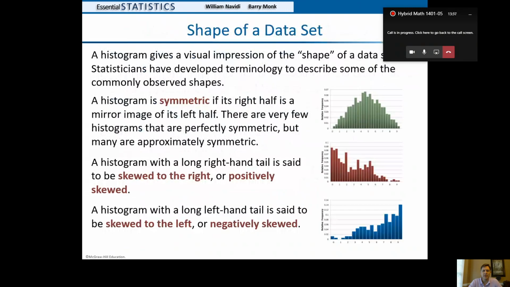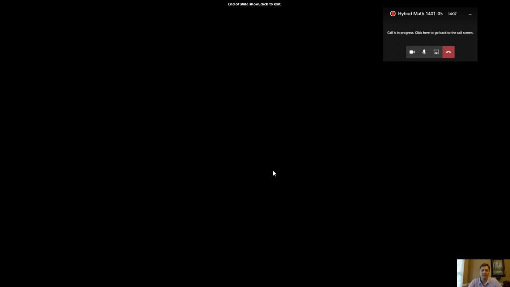I talked about the shape. If you have one mode, that's called unimodal. If on either side of that mode the graph looks pretty similar, as if you had put a mirror on that value, that would be symmetric or roughly symmetric. If it has a tail to the right, that's positively skewed or skewed right. Tail to the left, skewed left, or negatively skewed.